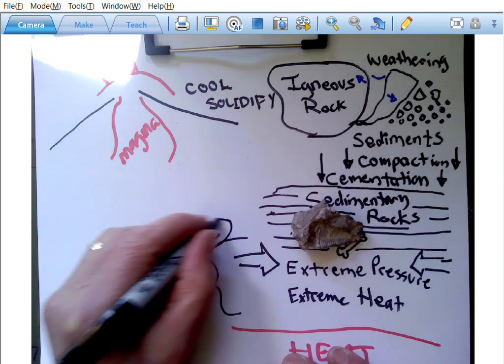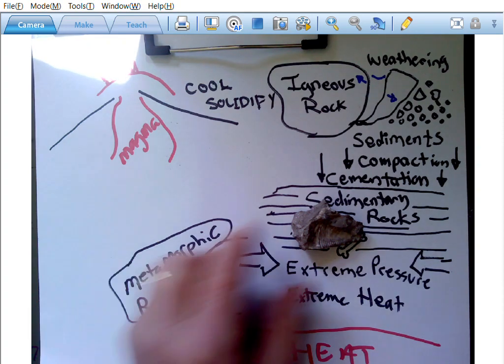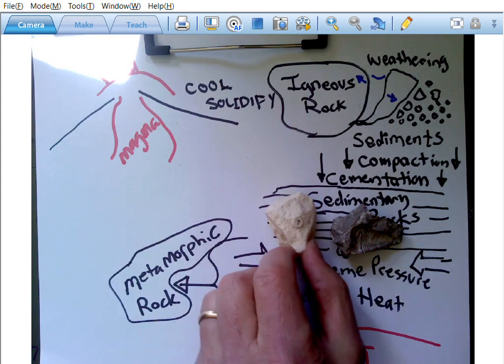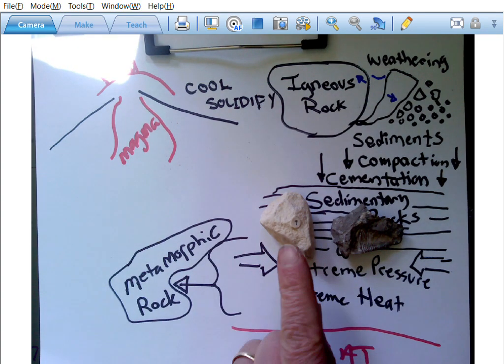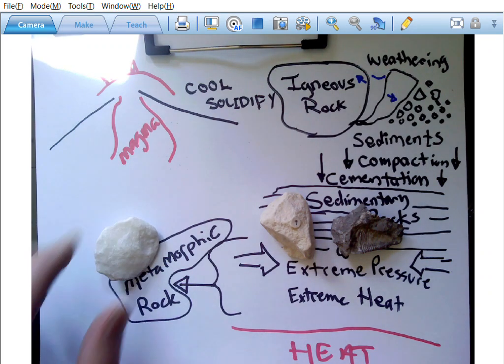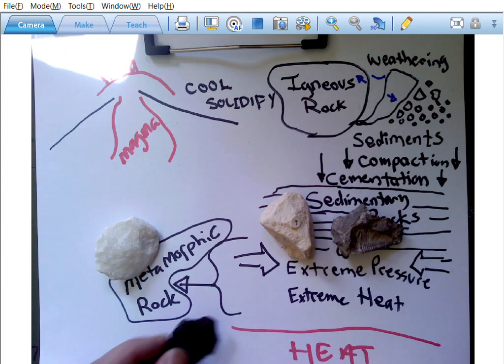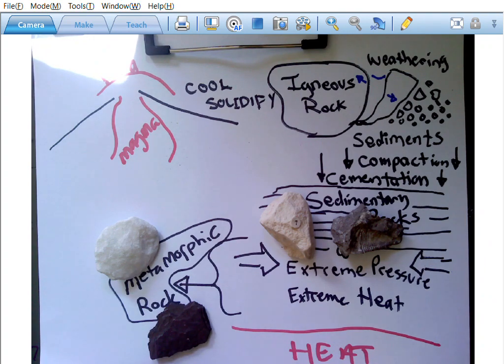So metamorphic rocks come from other rocks that changed. Some examples of that would be if you took this sedimentary rock, which is limestone, and you put extreme heat and pressure on it, you could turn it into marble, which you can make statues out of. You could also turn a rock like this into slate with extreme pressure and heat.